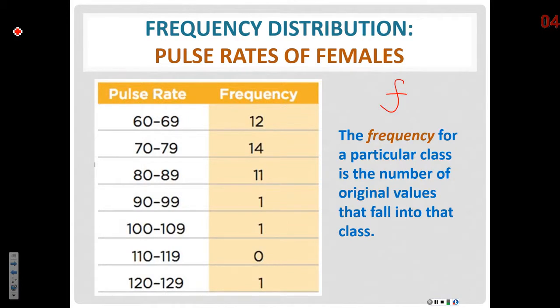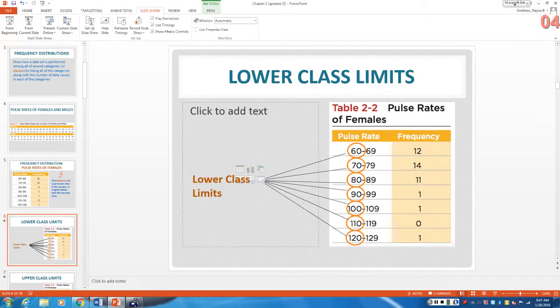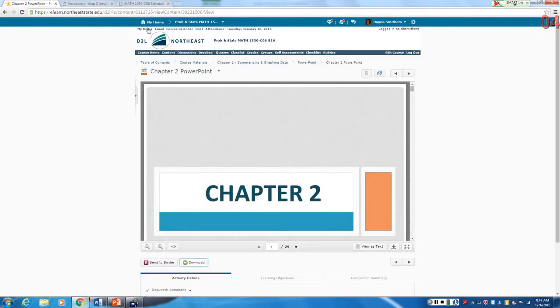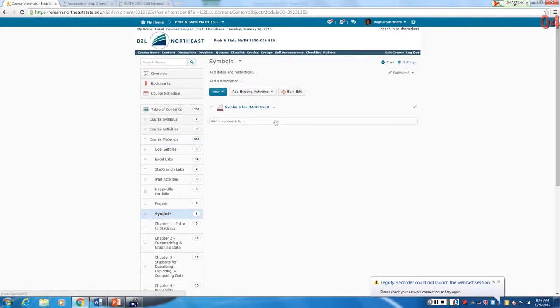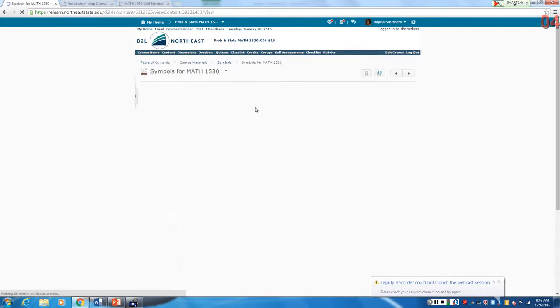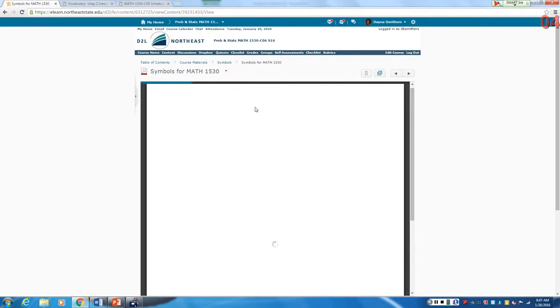I am going to pause here because I want to show you one other thing in D2L. Let me pause this real quick. In D2L, and I'm so sorry, this is probably a little disjointed, but under course materials, there actually is a symbols section. If you click on that and click on that worksheet, here are all of the symbols that you'll have to know in this course.